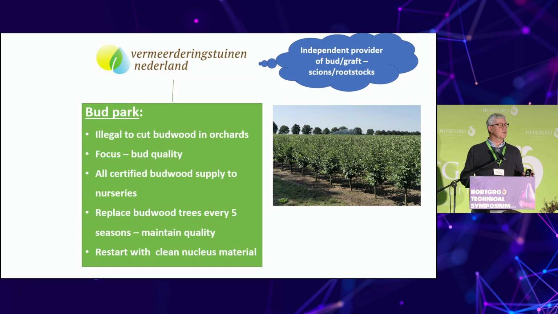So most probably the biggest difference between our system and the system that we saw in Holland, different scenario, bigger volumes, we understand that, is that it's illegal to cut budwood in orchards in terms of the certification scheme. So all their budwood is grown in a bud park, which is focused purely on producing budwood, and they replace that every 5 years. So you're continuously replacing with clean material. Is 5 years feasible? Maybe it's 10 years, depending on the viruses, depending on where you are.